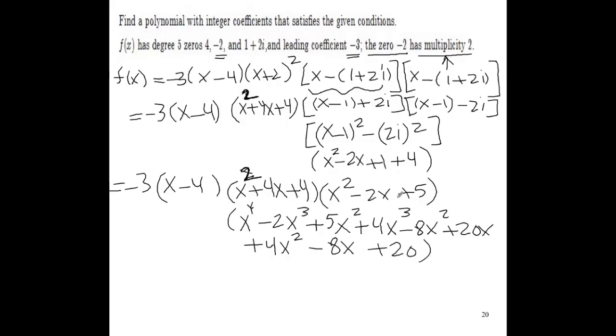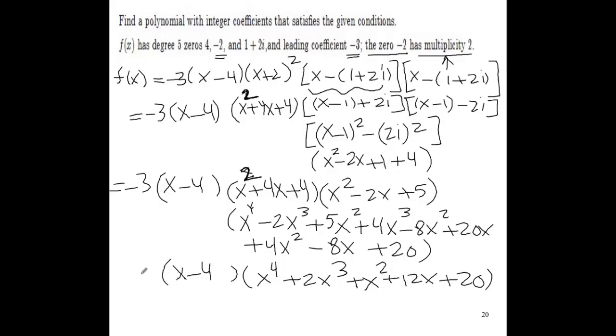Okay, that would be the product of these two polynomials. And you can combine like terms here. You get x to the power of 4 plus 2x cubed plus x to the power of 2 plus 12x plus 20. Then we need to multiply that by x minus 4 and then multiply by minus 3. You can multiply this in any order you like.